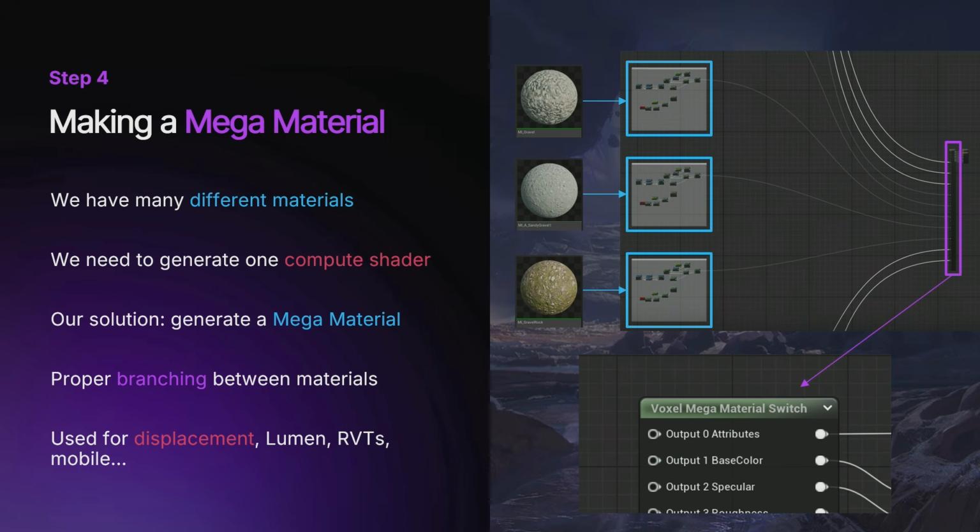So we use this for displacement. We use this to compute Lumen data, so color and everything. We use this to compute ray tracing data, to compute runtime virtual textures, to render on mobile. So basically, everywhere we cannot use a screen space trick with Nanite, we have to rely on this backup, which is the mega material.